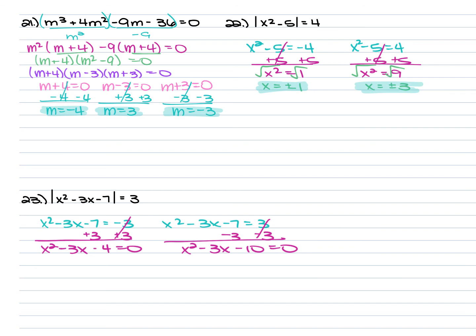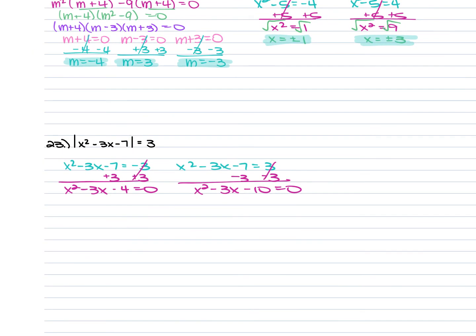You're going to factor both of these. We're going to work with the one on the left first. The factors of that negative 4 that add up to negative 3 are negative 4 and 1. So this is going to give you (x minus 4) times (x plus 1) is equal to 0. If you set these both equal to 0 and solve them, you have x minus 4 is equal to 0, x plus 1 is equal to 0.